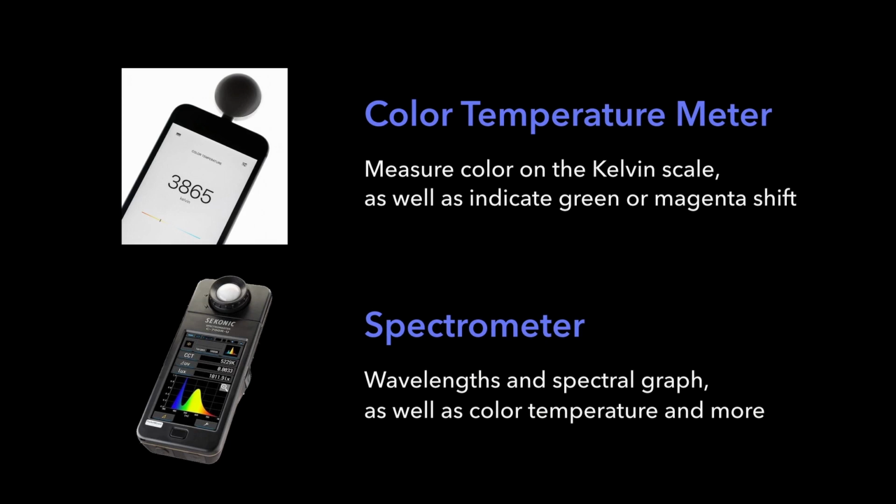Color meters come in two flavors, a color temperature meter and a spectrometer. A color temperature meter will give you the Kelvin temperature of the light and if there is any green or magenta in it. A spectrometer will show you an actual analysis of the wavelengths of light you are measuring, and here you'll find a lot of useful things.